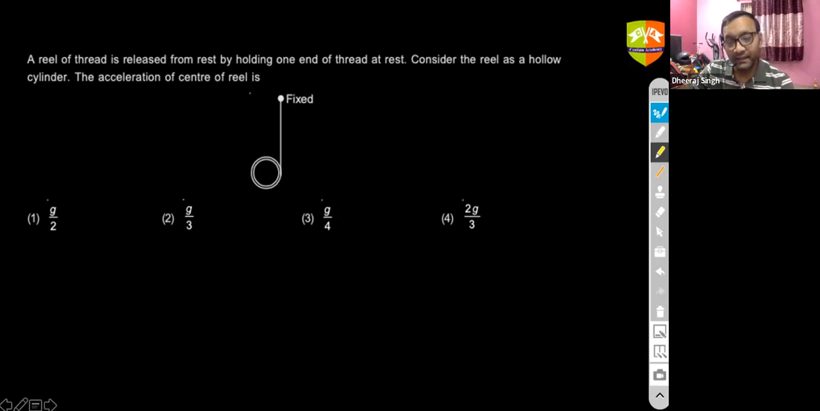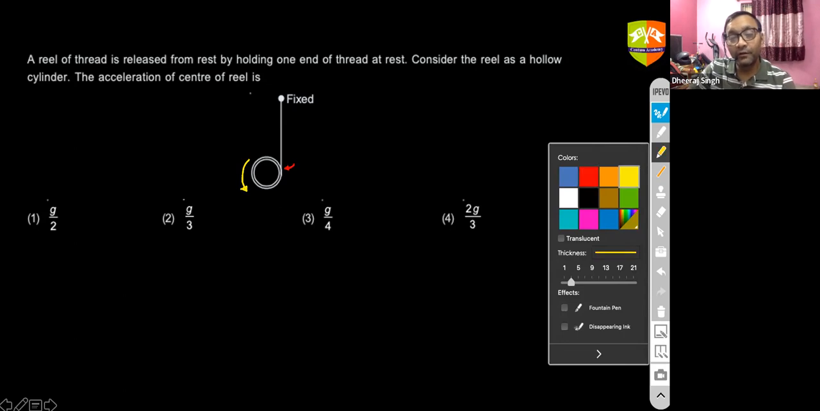Is there a fixed axis of rotation? Tell me, is there a fixed axis? So, who is rotating? This thing is rotating, right? The cylinder is rotating. Now, is there a fixed axis for the cylinder to rotate about? There is an instantaneous fixed axis of rotation. But that is fine. Even if you're not able to visualize, that's fine.